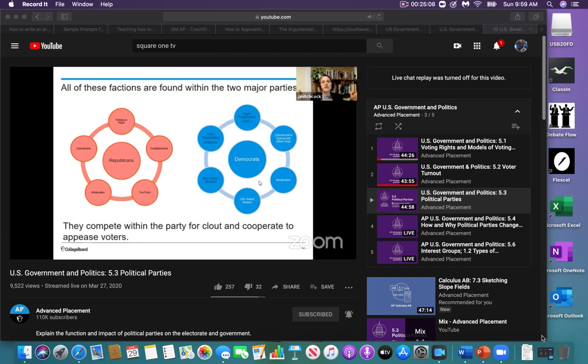But Republicans, roughly, we're talking about the religious right. We're talking about the establishment. We're talking about Tea Party. We're talking about moderates, and we're talking about libertarians. And they all kind of crowd into that big tent. They're going to compete amongst themselves for clout so that they can push their will around, get what they want, and maybe control the messaging coming out of the party so that they can cooperate and appease their voters.